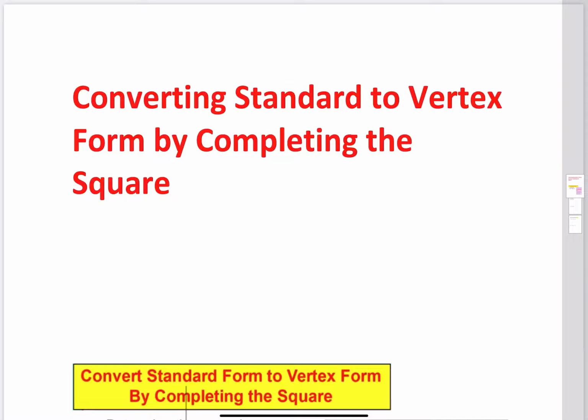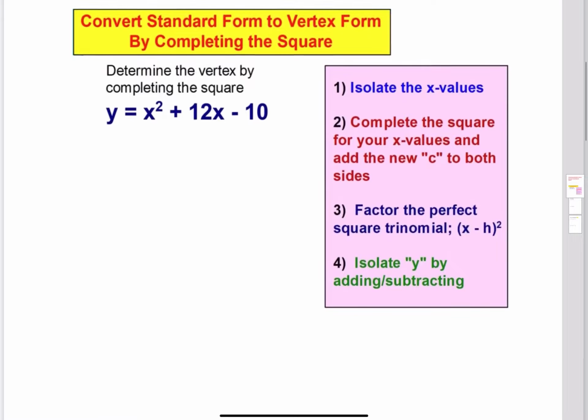Hey everyone, Teacher Chang here today, and we're going to talk about converting standard form to vertex form by completing the square. So we're going to take a look at our first example here. That first example asks us to determine the vertex by completing the square.